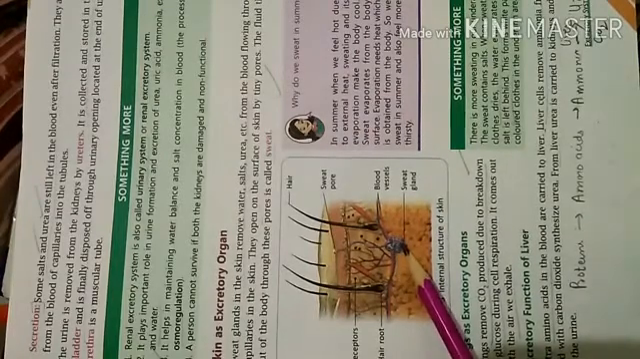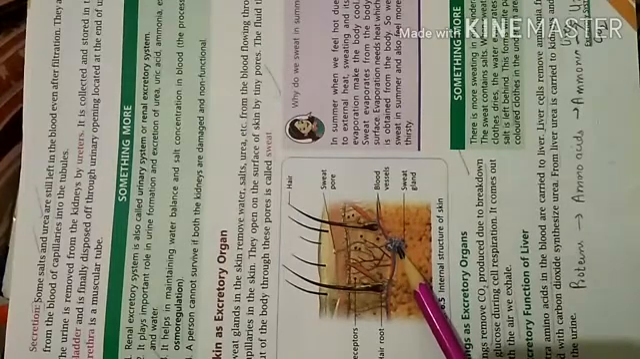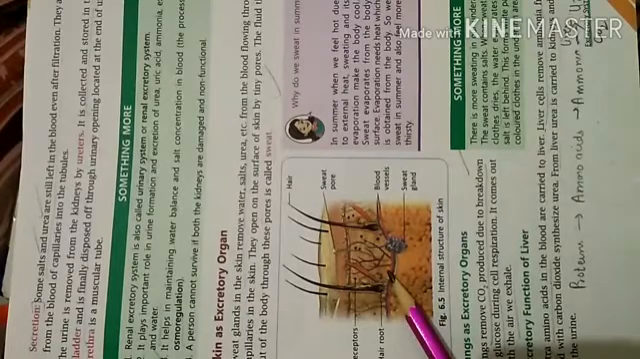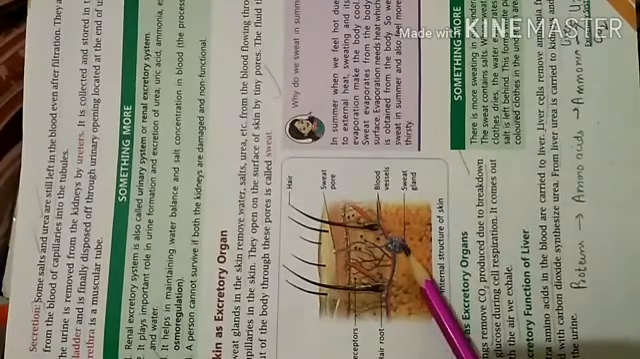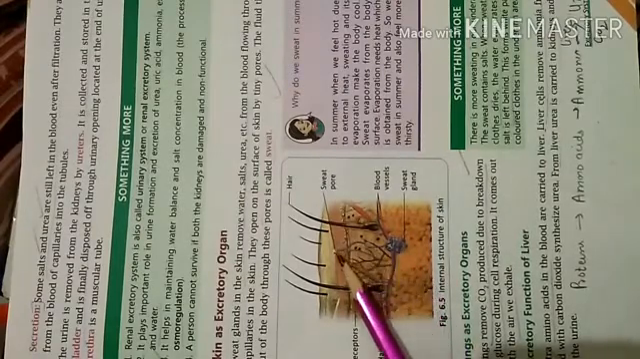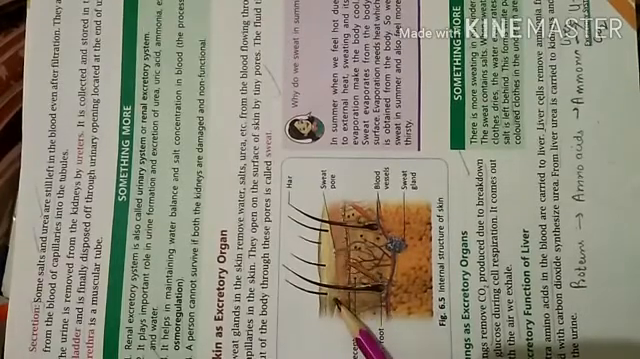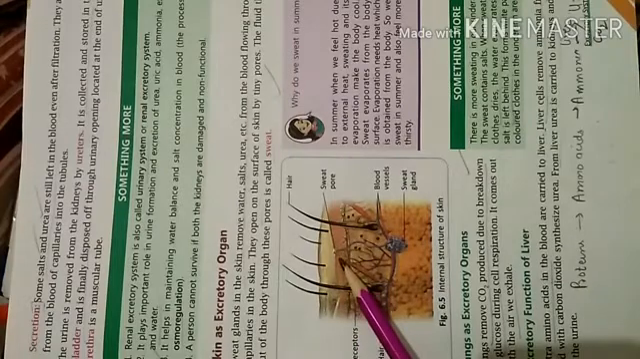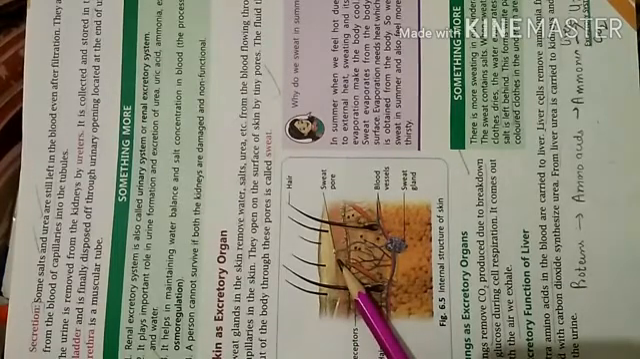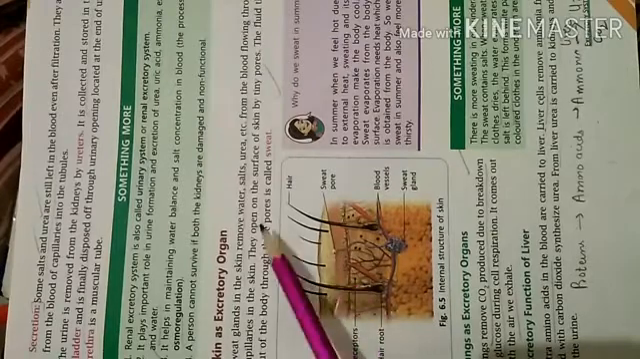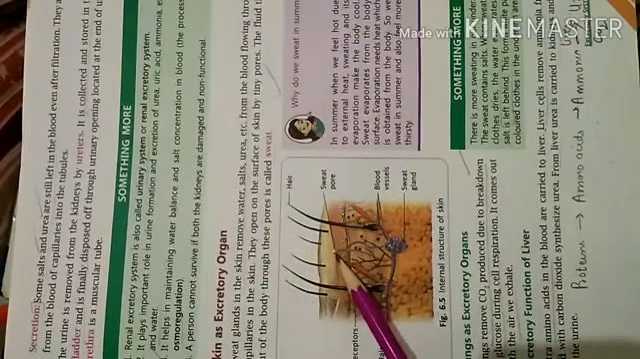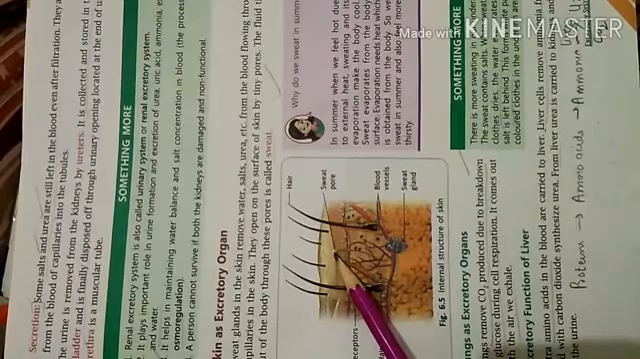The sweat gland will take the waste from the blood vessels in which the blood is flowing, and this sweat gland will finally open into the sweat pore. This is the tiny pore on the surface of the skin, and through this tiny pore the fluid will come out, containing waste products such as water, salt, or urea, in the form of sweat. This is how the skin acts as an excretory organ.